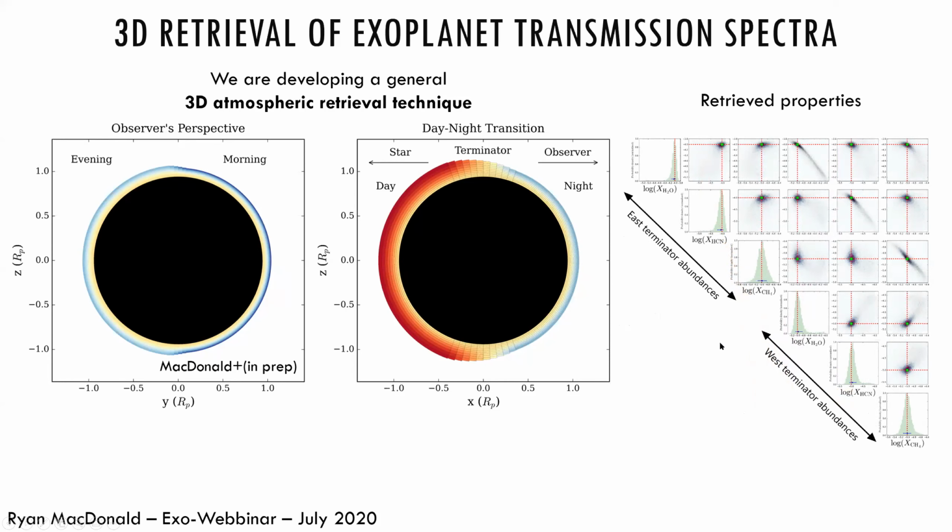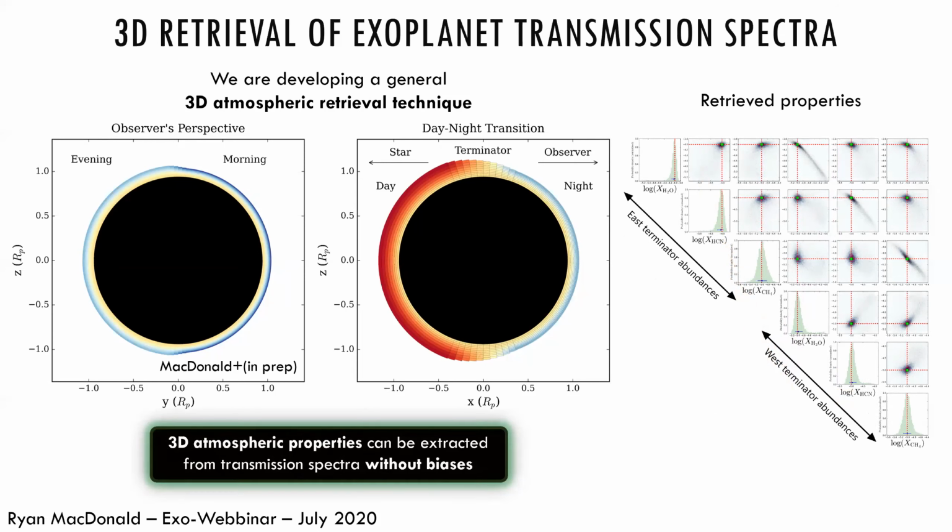So this work, which we are hoping to get out there in the next couple of months, we're all very excited by, because what we've essentially found is that if you have a three-dimensional model within your retrieval, all of the previous biases that I've mentioned go away. It is possible, with sufficiently precise observations, to extract these three-dimensional properties from exoplanet transmission spectra.